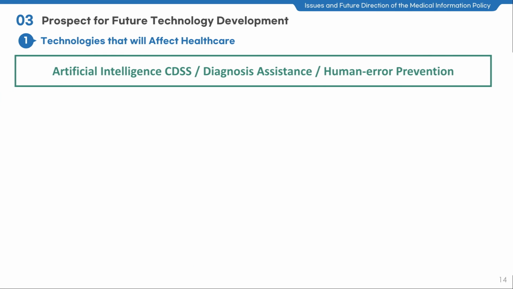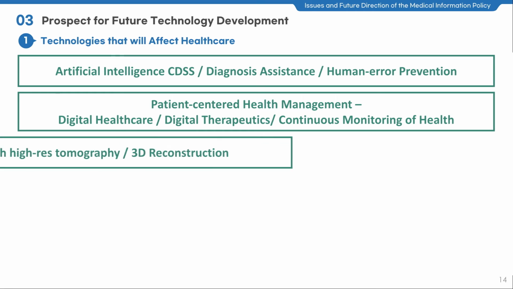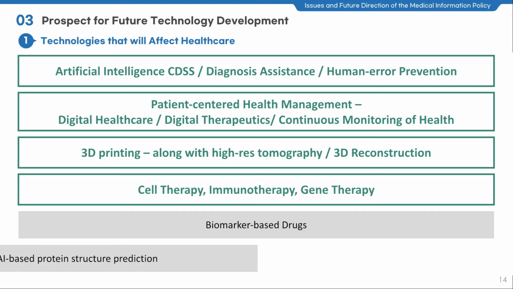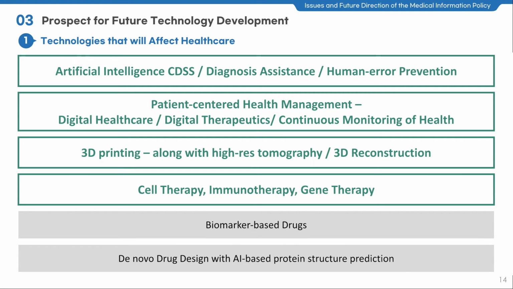Now, before discussing the future of health information policies, let's take a look at the prospects for future technology development. What kind of technologies will bring about changes in the healthcare sector? First, we can think of artificial intelligence. Companies like Lunit and Vuno have already developed AI medical solutions to assist doctors in diagnosis. Based on digital health, patients can also manage their own health. And thanks to 3D printing technology, we can reconstruct high-resolution medical images into 3 dimensions. In addition, there are many new drugs such as cell therapy drugs, immunotherapy drugs, gene therapy drugs, and biomarker-based drugs.